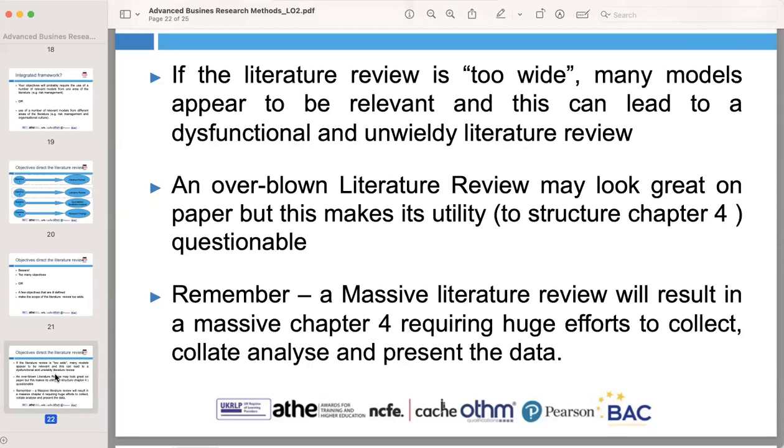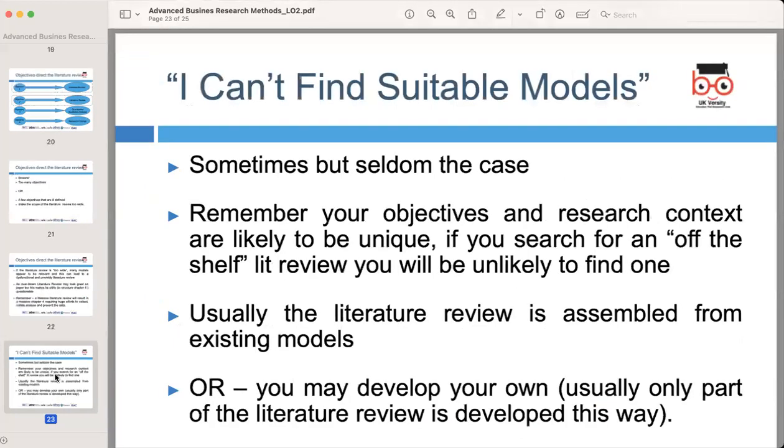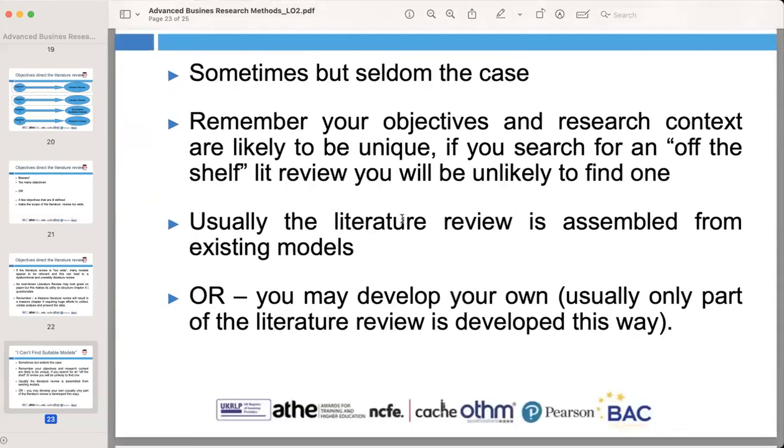Any questions so far, if anyone is there? Right. So I can't find suitable models sometimes, but that is seldom the case. Remember, your research contexts are likely to be unique. If you search for an off-the-shelf literature review, you will be unlikely to find one. Usually, the literature review is assembled from existing models, or you may develop your own. Usually, only part of the literature review is developed this way.